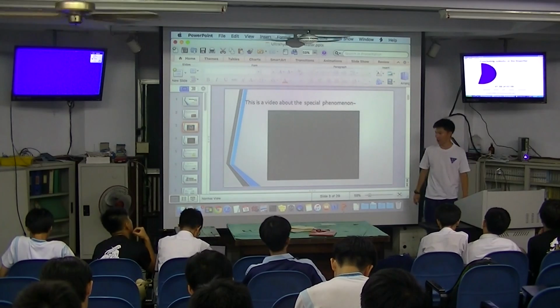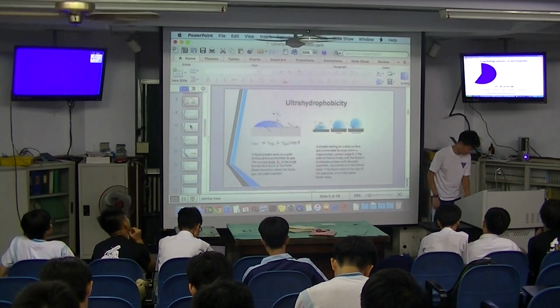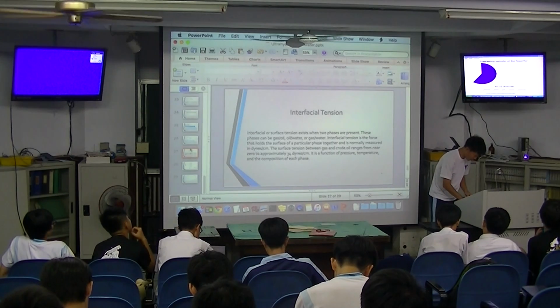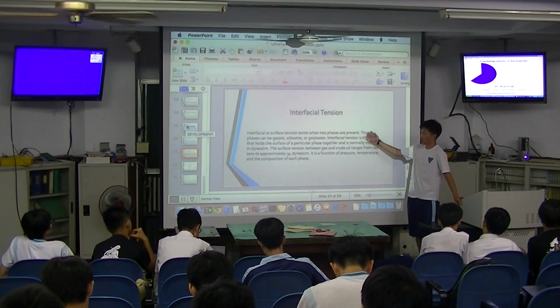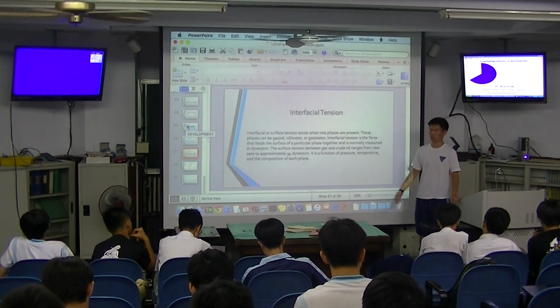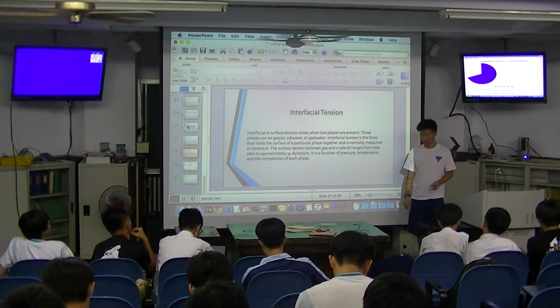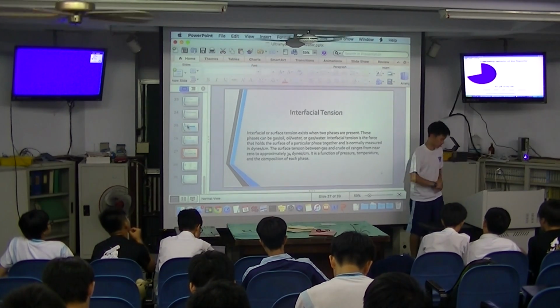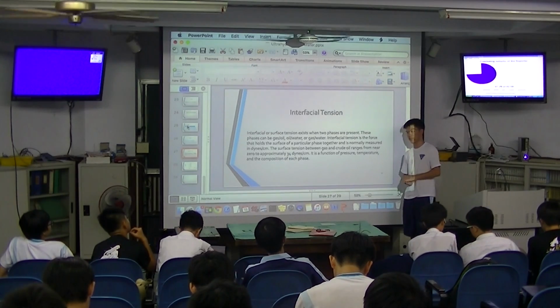We watched the video lots of times, and if you still don't know what interfacial tension is, this is basically what it is. If you want to read it, you can read it. I'm not going to read the entire paragraph. But basically what it is is surface tension. And this is what we were talking about, and this is what causes this phenomenon.